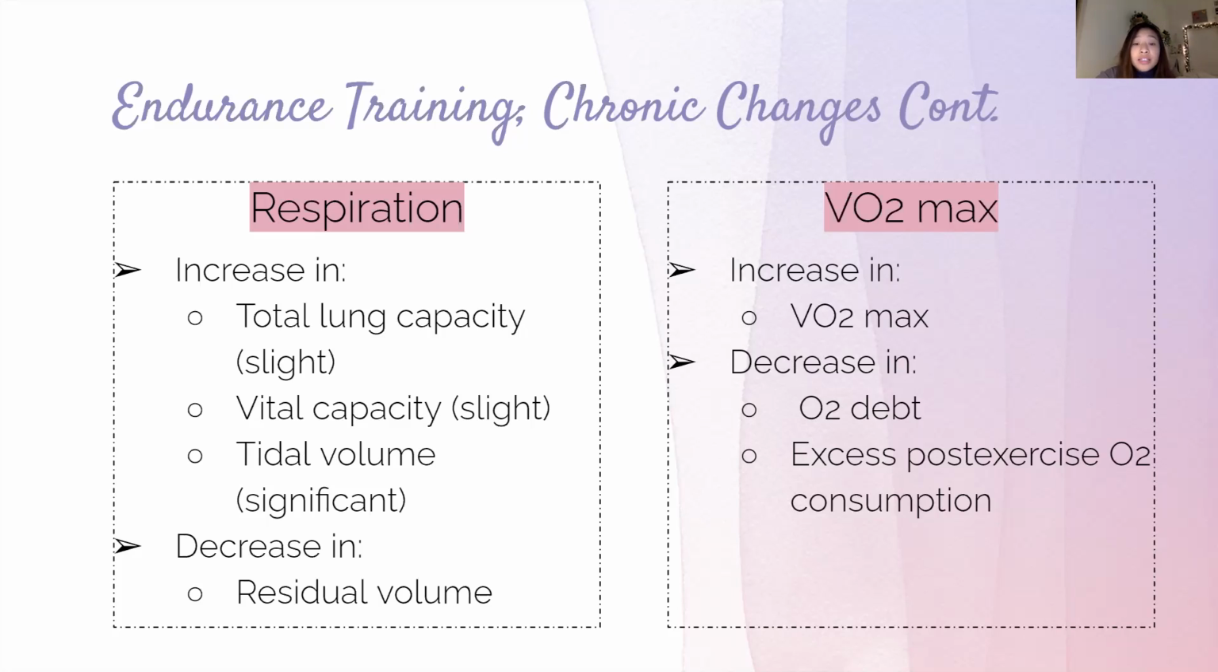And finally, VO2 max, due to endurance training, your VO2 max increases. So you're able to do the same exercise without having the same amount of O2 debt and excess post-exercise O2 consumption. So overall, these changes in endurance training just reduce the overall stress on the body during exercise.